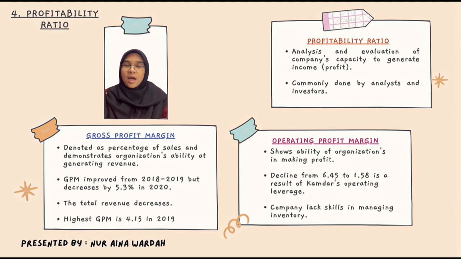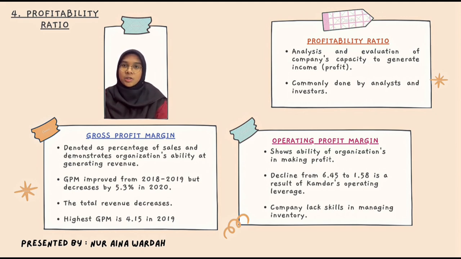That's all. Profitability ratio is the analysis and evaluation of a company's capacity to generate income and is commonly done by analysts and investors. Gross profit margin is the percentage of sales and it demonstrates how successful the company is at generating revenue. The GPM increased from 2018 to 2019 and then decreased by 5.3% in 2020 because the total revenue also decreased. The highest GPM is 4.15 in 2019.